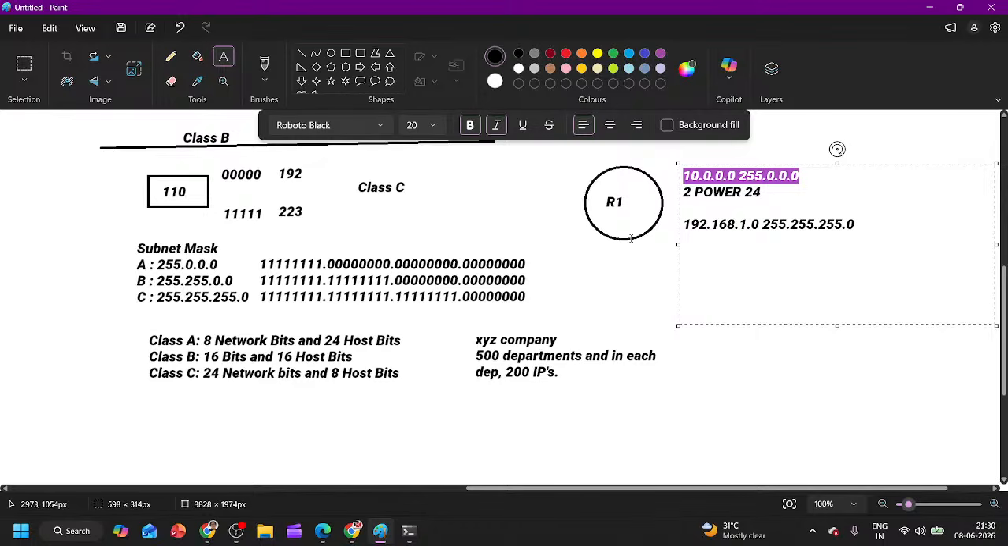It's a logical question. In class A, because in that entry we have lots of IP addresses. In the class C IP, you can see we have only 254 IP addresses. If 200 users are there, then this is the perfect size for my network.